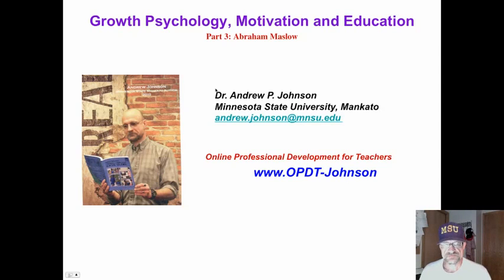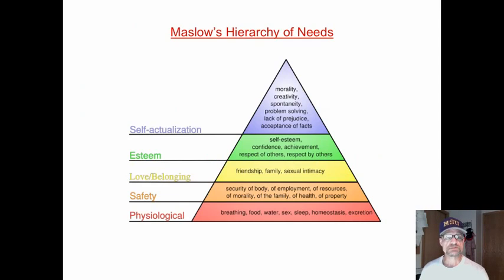This is part 3 of a video looking at growth psychology, motivation, and how it relates to education and learning theory. We're focusing on Abraham Maslow. This one looks specifically at his hierarchy of needs. His theory states that you must have needs met at a lower level before you can get needs met and self-actualize at a higher level.